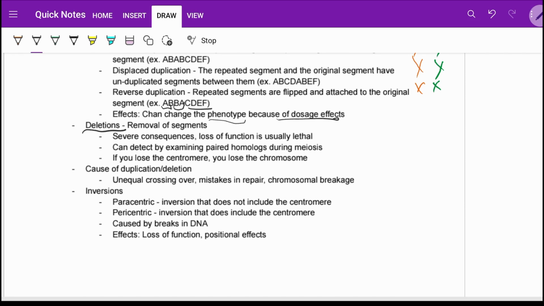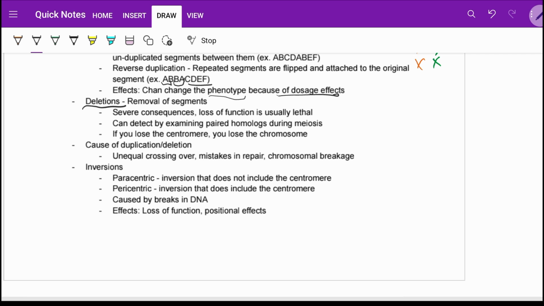And loss of function is usually pretty lethal because, like, imagine if we were going into this test, but we didn't cover one whole lecture's worth of slides, and the information was just never given to you, but you were expected to know it anyways. That's kind of what the cell does. It kind of freaks out and it is like, I don't have that protein to do that function. Oh well, and then everything falls apart. So that's why it's usually lethal. And also, if you lose the centromere, you lose the chromosome because that's kind of holding the chromosome together. So deletions are pretty bad.